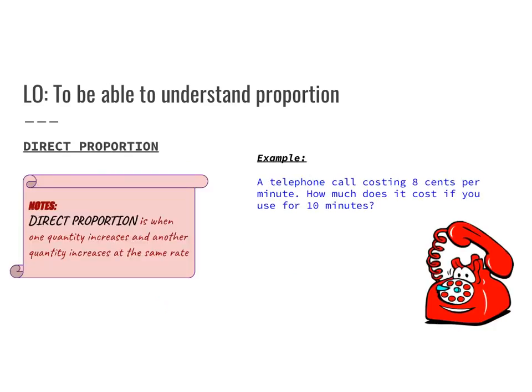That's it. Now let's take a look at what a direct proportion means. A direct proportion simply means when one quantity increases and another quantity increases at the same rate. So for example, a telephone call costing 8 cents per minute. How much does it cost if you use for 10 minutes? Okay, let's write it down in terms of a ratio. So we have 8 cents per 1 minute.